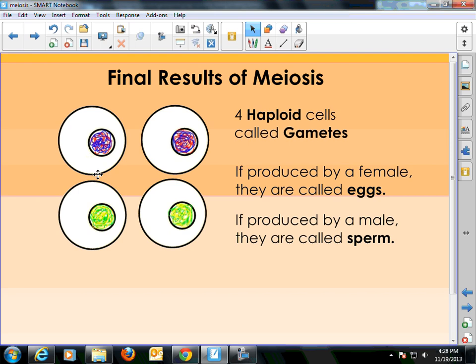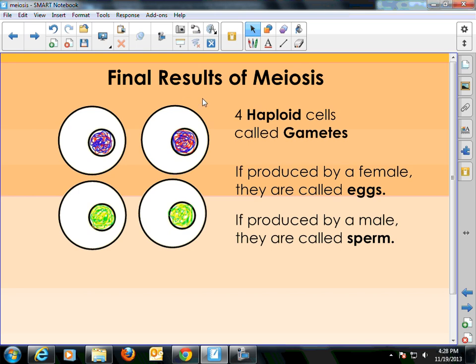They are definitely different. And these are cells that aren't destined to be normal cells like muscle, skin, or brain cells. These are cells that are destined for baby making. They are either egg cells if it's a female or sperm cells if it's a male. We call those cells gametes. And that is how we get these specialized cells for sexual reproduction.